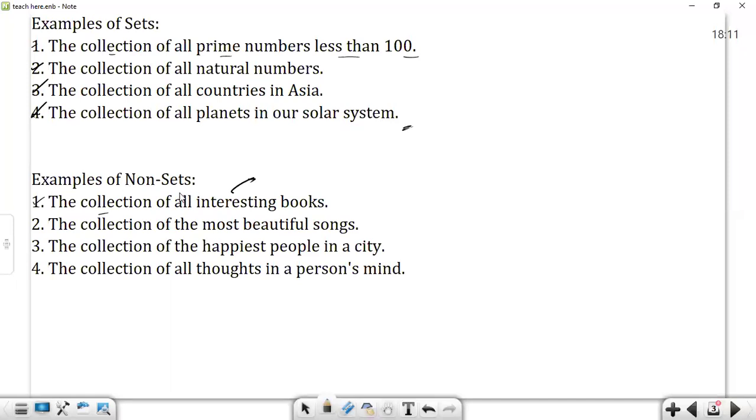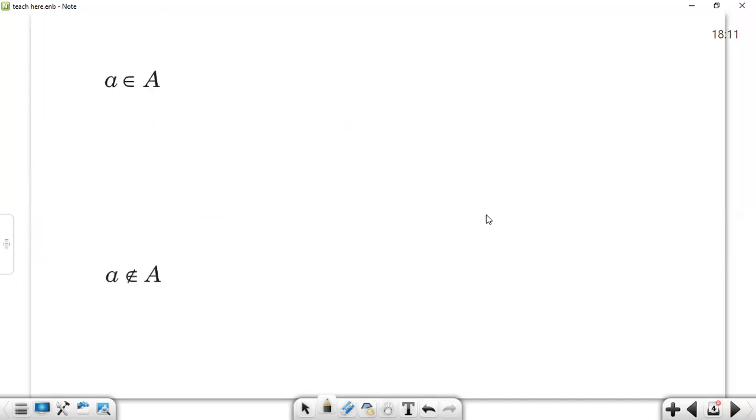Now some examples of non-sets. The collection of the most beautiful songs is subjective. The collection of the happiest people in a city is also subjective. The collection of all thoughts in a person's mind cannot be well defined. So these are some examples of non-sets and sets. Are they clear, everyone? Yes, sir.